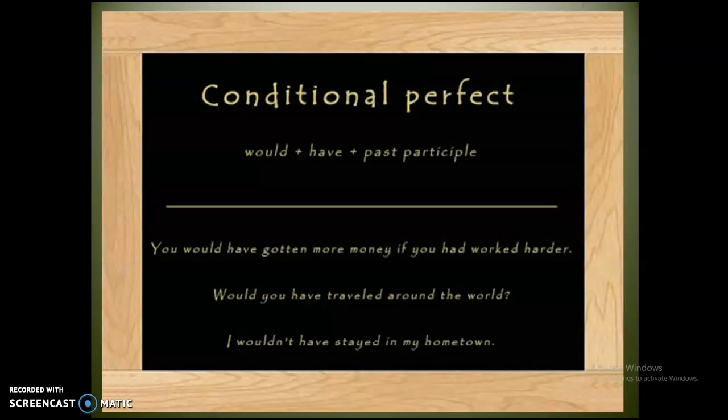Now we're going to analyze the conditional perfect. Conditional perfect, we use would, have, and past participle. We have here some examples. You will have gotten more money. Would you have traveled around the world? I will not have stayed in my hometown. These are the parts of the third conditional.